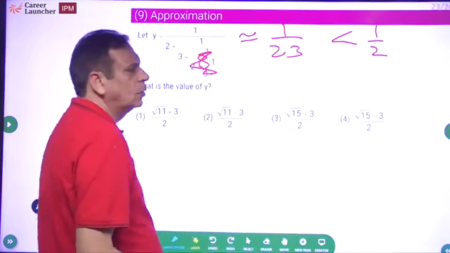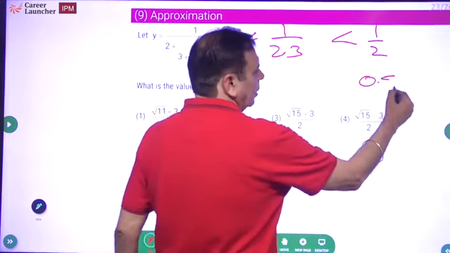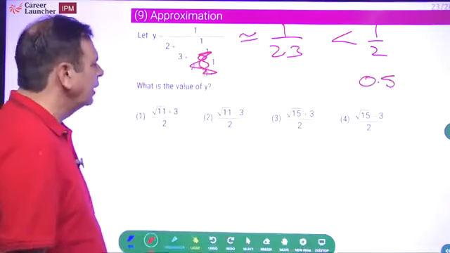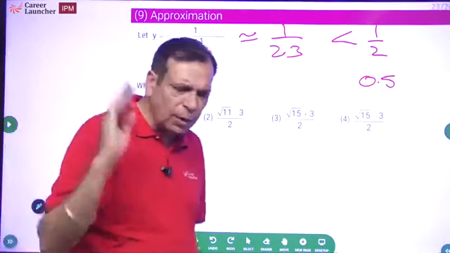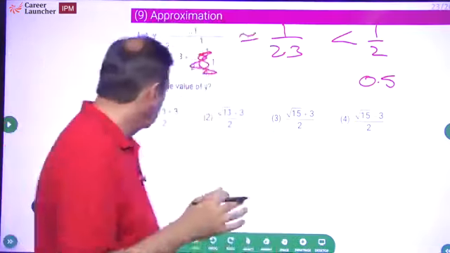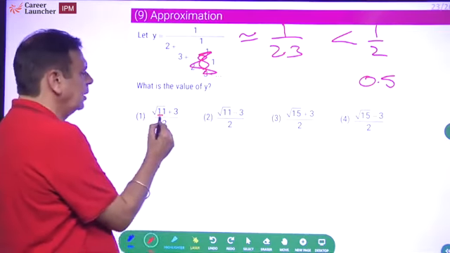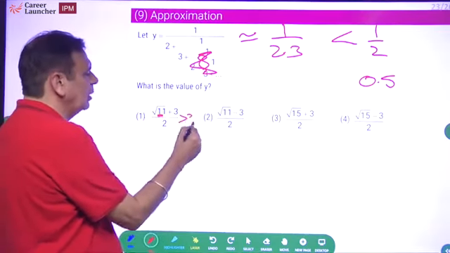What is 1/2? 0.5. My answer has to be slightly less than 0.5. Under root 11, do you know how much it is? You don't know, no problem. 3 square is 9. That means this should be more than 3. Root 11 is about 3.3, this is more than 3.